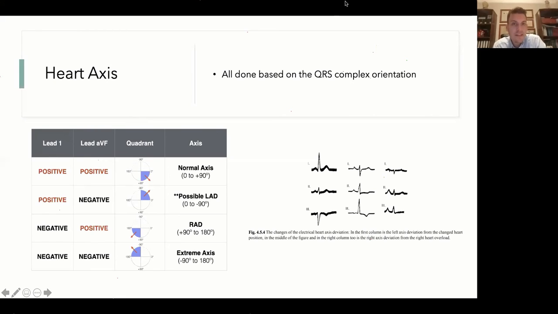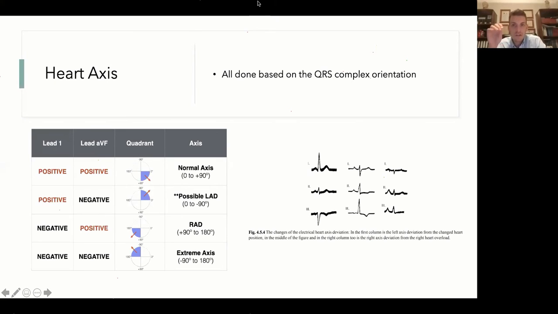And what we take into account in those 2 leads is if the QRS is positive. So if the highest part of the QRS is looking upwards in lead 1 and lead AVF, the axis is normal, from 0 to 90 degrees, okay? So it fires downwards. This is the normal position of the heart, okay? Now, let's go here. Lead 1 and lead AVF: positive in lead 1, like here, and AVF will be negative. So it will be looking downwards. The axis will look this way.